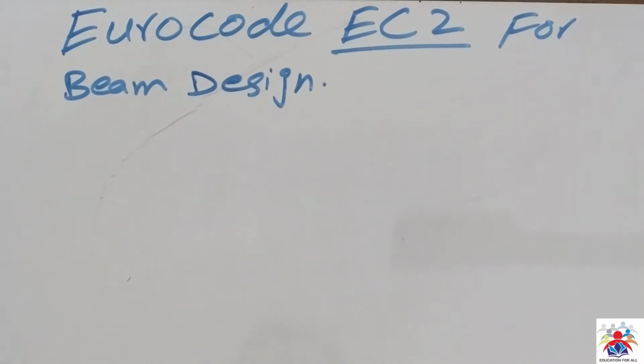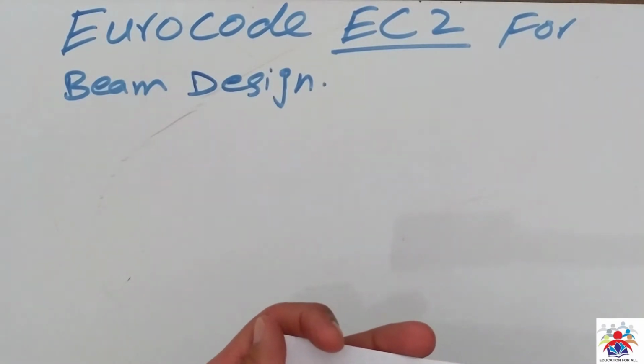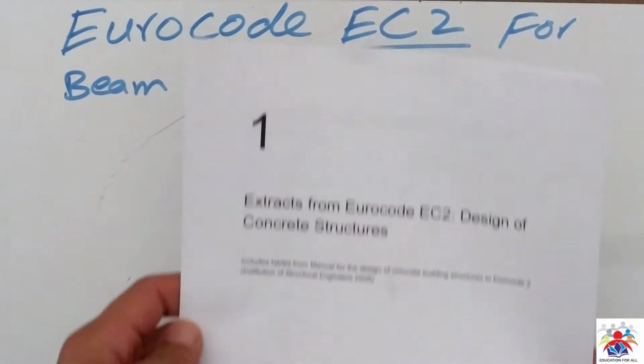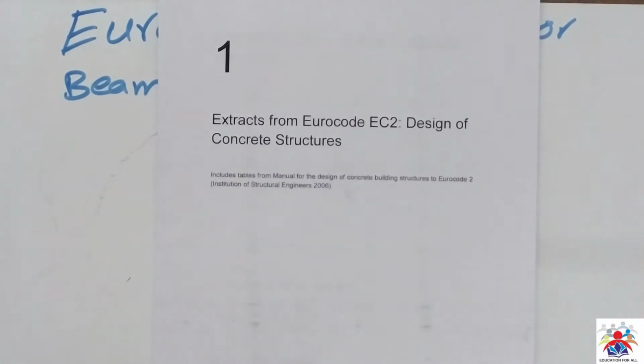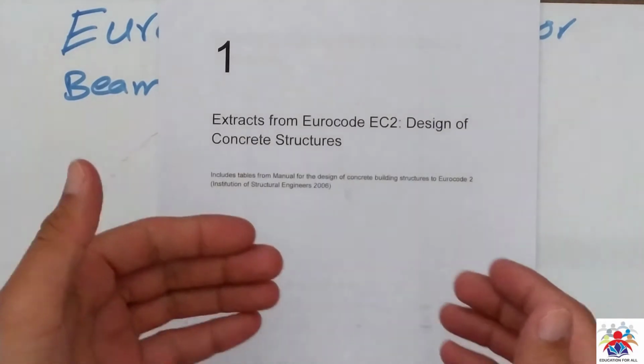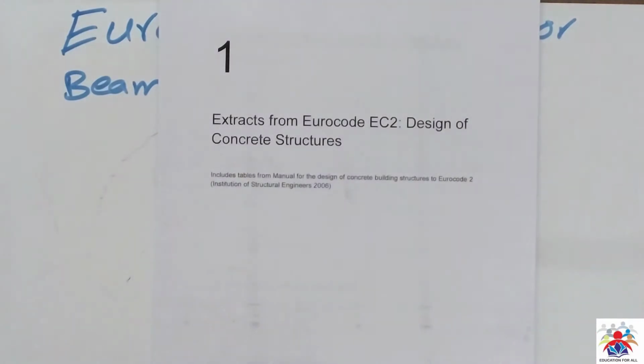In this video, I am going to explain what Eurocodes are. Eurocodes is a comprehensive document which includes steel structure, concrete structure, wood structure and all other structure codes. Here I have a document extracted from that comprehensive Eurocode. Basically, Eurocode is a book where you have all types of codes for different structures. For example, this one is only for beam design or concrete design.